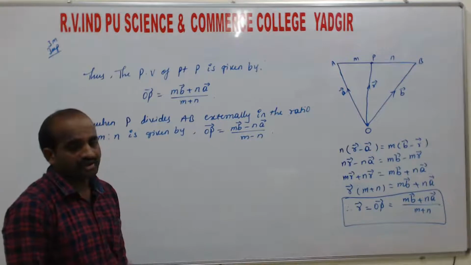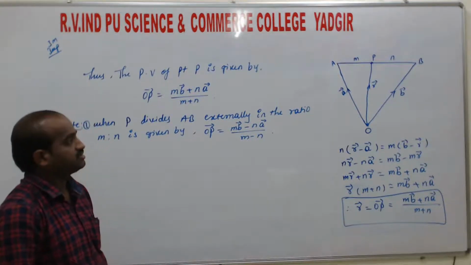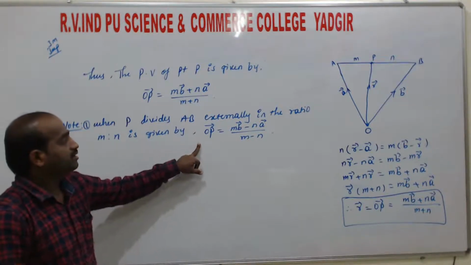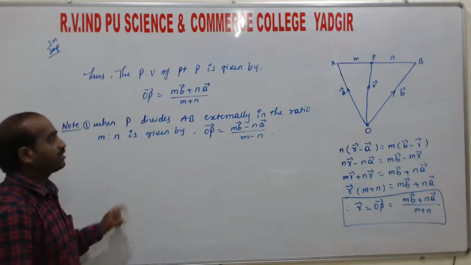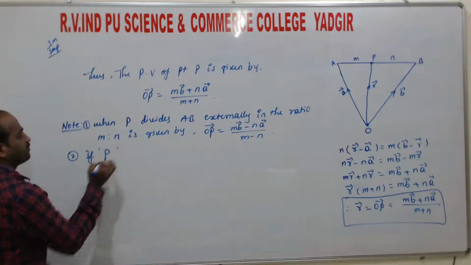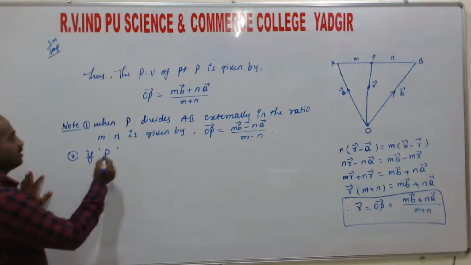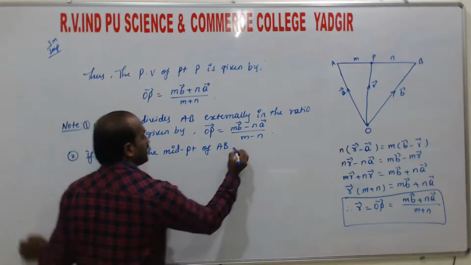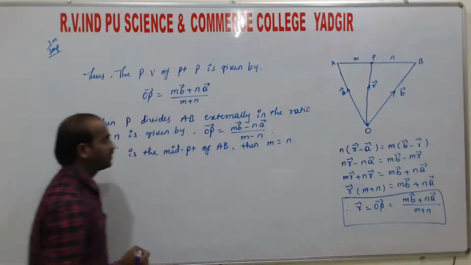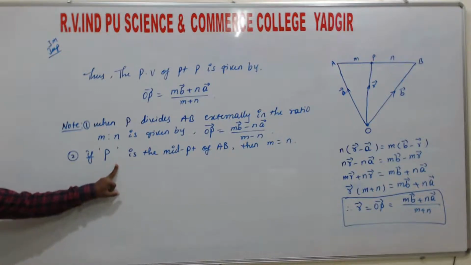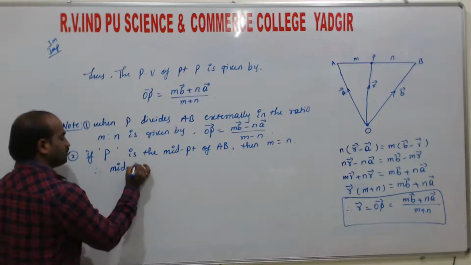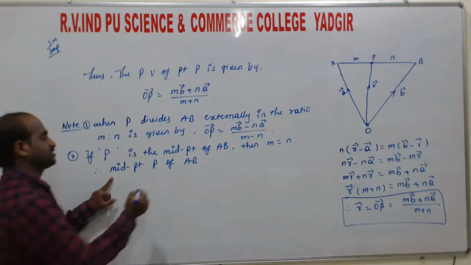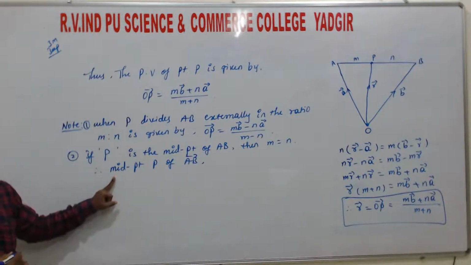Second point, midpoint. If P is the midpoint of AB with position vectors A vector and B vector, OA vector is equal to A vector, OB vector is equal to B vector, then M is equal to N. If P is the midpoint of AB, then M is equal to N. Therefore, the midpoint P of AB: the ratios are what? M is equal to N.